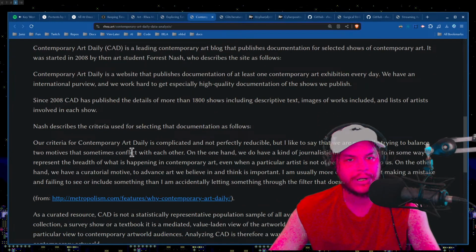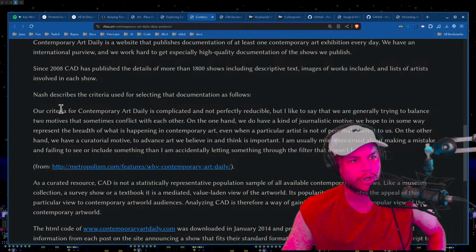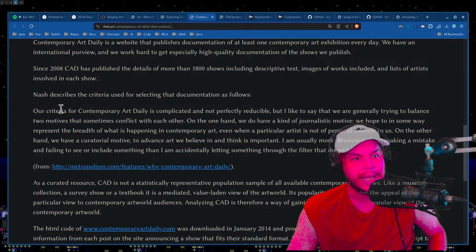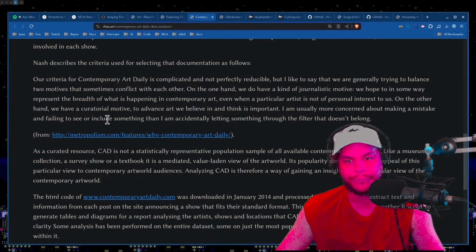He describes the criteria used for selecting the documentation as follows. Our criteria is complicated but not perfectly reducible, but I like to say that we're generally trying to balance two motives that sometimes conflict with each other. On the one hand, we have a kind of journalistic motive. We hope in some way to represent the breadth of what is happening in contemporary art, even when a particular artist is not of personal interest to us. On the other hand, we have a curatorial motive to advance art we believe in and think is important. I am usually more concerned about making a mistake and failing to see or include than I am about accidentally letting something through the filter that doesn't belong.